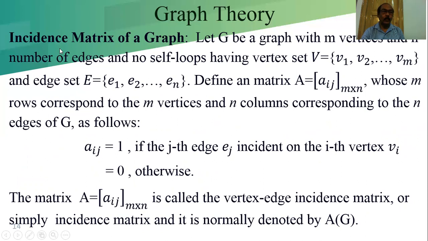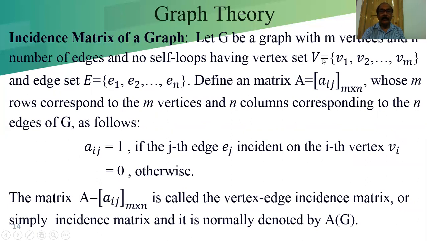That is the two matrix representation of a graph. Here we study the incidence matrix of a graph and the adjacency matrix of a graph. Graph means both undirected and directed graphs. Let G be a graph with m vertices and n edges. We are considering a graph which has m vertices and n edges and no self loops.